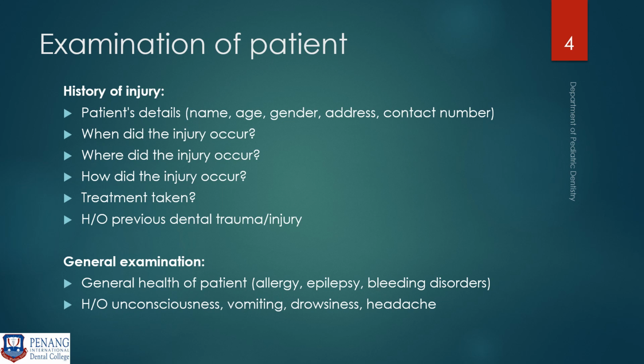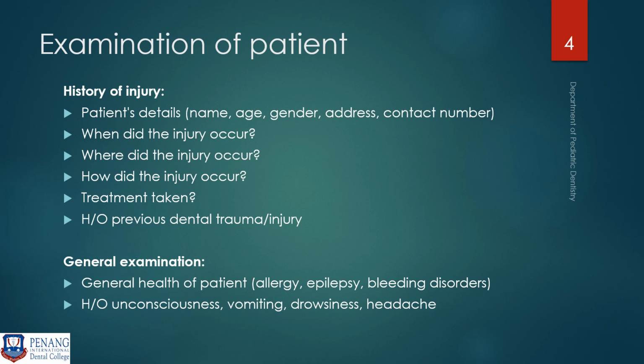First and foremost, you must know how to examine the patient in a systematic way so you don't miss out on any important findings. So when you're taking the history of the injury, it is very important that you take a record of patient's details. This will be very important for your medical legal purposes and of course for your patient record and for follow-up. So it's very important that you correctly record the name, age, gender, address and the contact number of the patient.